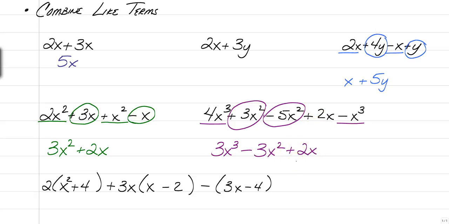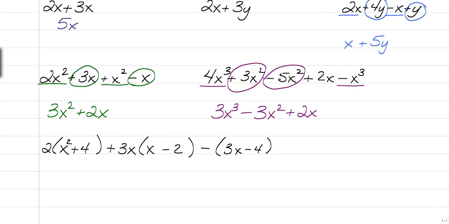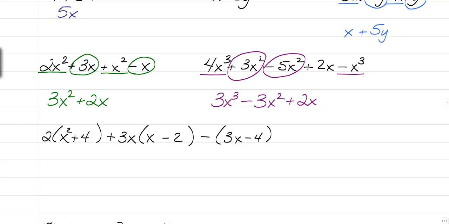Okay? So not always will something have someone to combine with. Now the last one is going to combine the first and second skill, and this one is going to require you to distribute and then combine like terms. So, refresher on distributing, you have to distribute the 2 to both terms in that first set of parentheses.